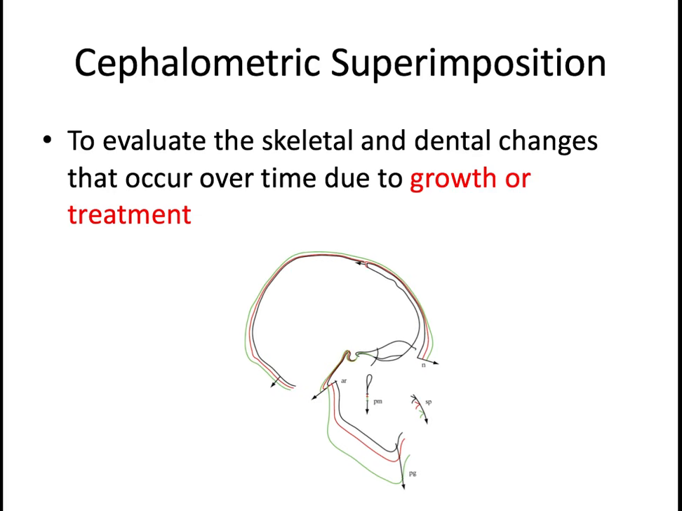And the last diagnostic thing we can do with cephalometrics is to superimpose them. So we superimpose or overlap cephalometric tracings from different time points on top of each other to see what has changed. So this could be to evaluate growth changes over time or to see what the effects of treatment were, either orthodontics or orthodontic surgery.